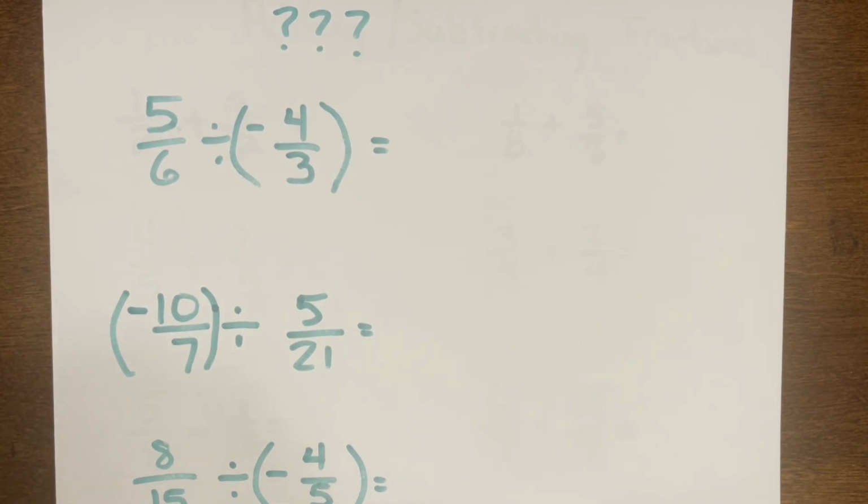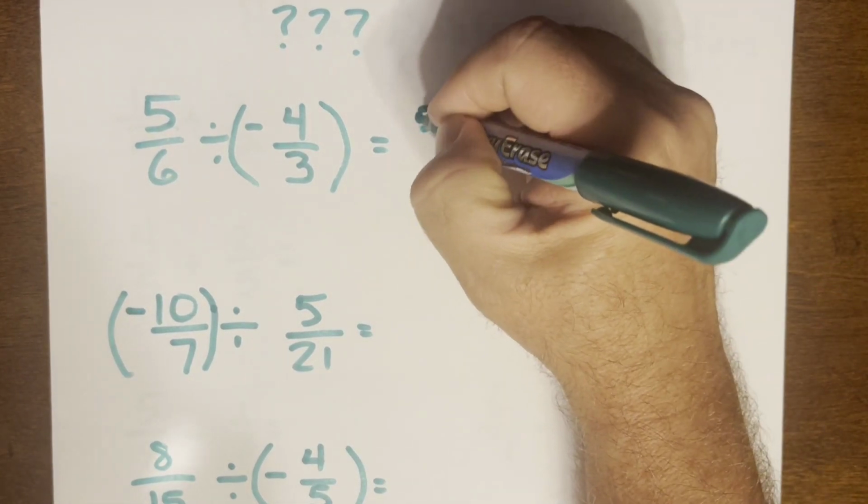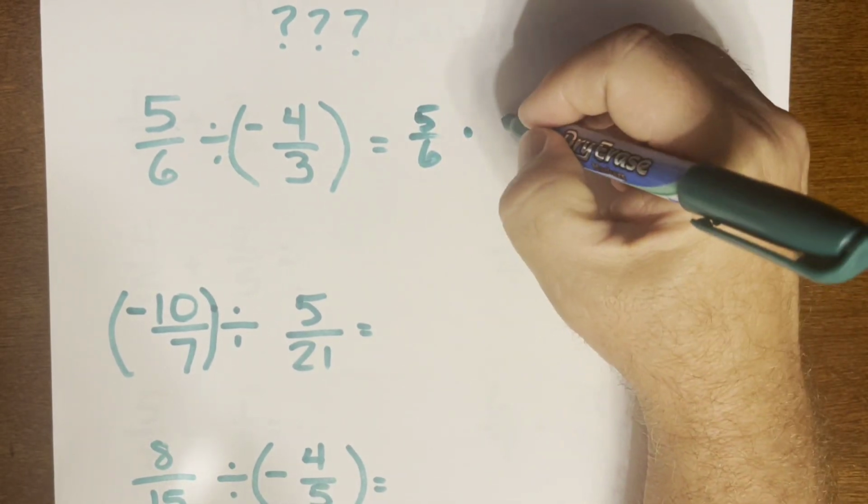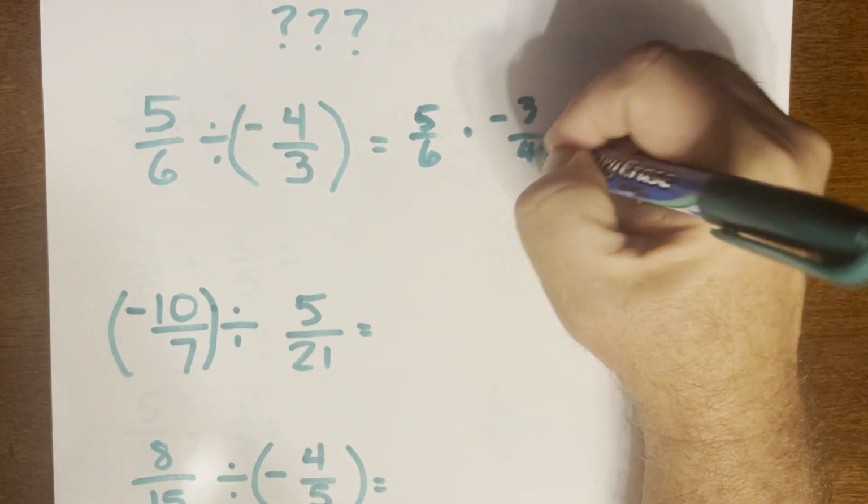Positive divided by negative will be a negative. If you have two of the same sign and you divide, they're always positive, whether it be negative and negative or positive and positive. So let's start. Remember with division, we multiply by the reciprocal. So this is going to be 5 over 6 times negative 3 over 4.